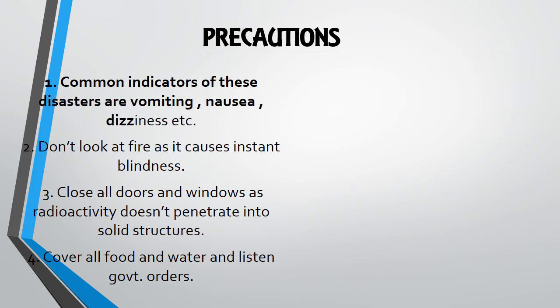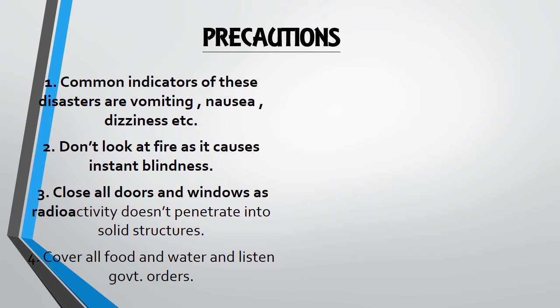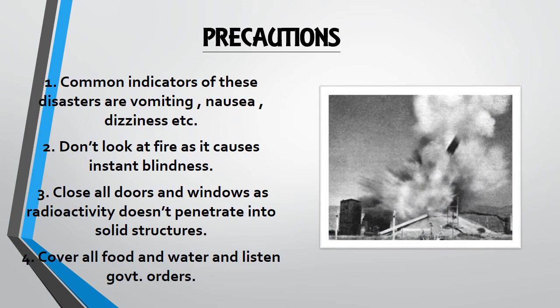Precautions. Common indicators of these disasters are vomiting, nausea, and dizziness. Don't look at fires as they cause instant blindness. Close all doors and windows, as radioactivity doesn't penetrate solid structures. Cover all food and water and listen to government orders.